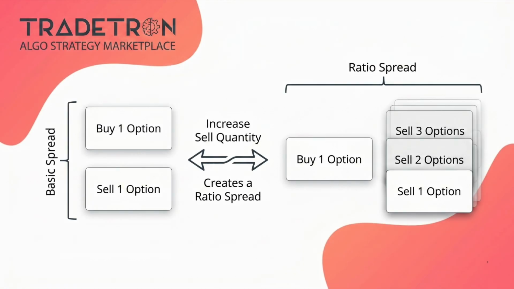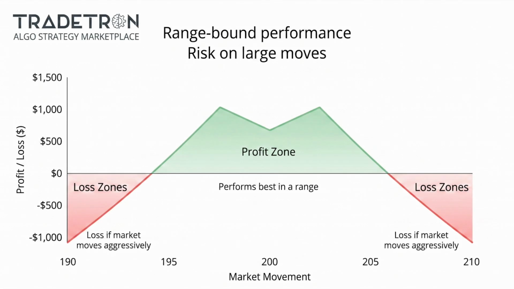Now here's where things get interesting. If you increase the quantity of the sell position compared to the buy position, it becomes a ratio spread. So instead of one buy and one sell, you might have one buy and two or even three sells. This creates a very different payoff structure.